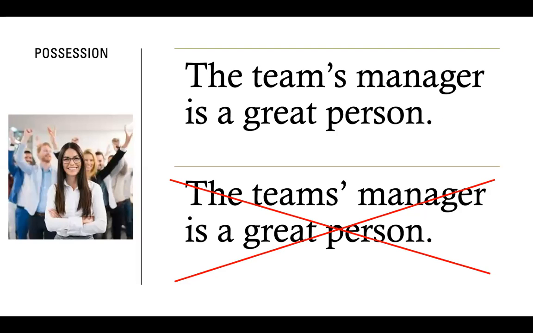Now, sometimes you're talking about multiple people, but that doesn't mean you put an apostrophe after the S. So in this case, the team's manager is a great person. A team is a group of multiple people, but team doesn't end in S. So since team doesn't end in S, you don't put an apostrophe after the S. You actually keep the apostrophe before the S. So if something is plural but it doesn't end in S, then you add an apostrophe S to show ownership or possession.